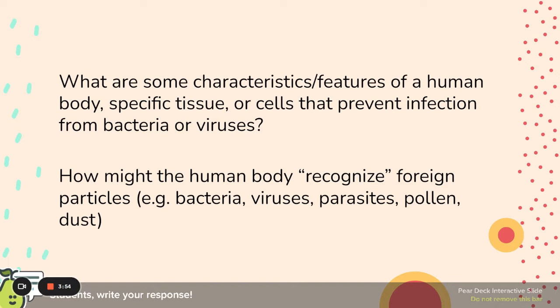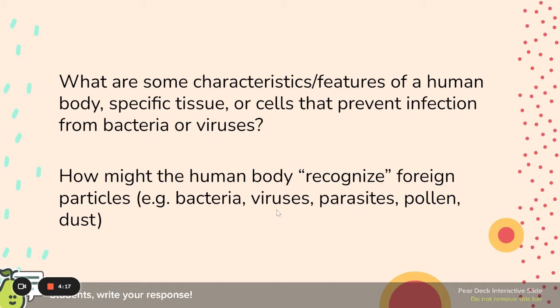So all of these defenses, well, not all of them, but many of these defenses require that the human body or the immune system be able to recognize a foreign particle. So, how does a cell or a component of the immune system know that something is foreign versus what it should tolerate? We would not want our immune system to attack our own cells because when this happens, that would be a characteristic of an autoimmune disorder.